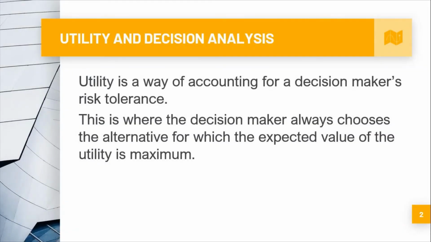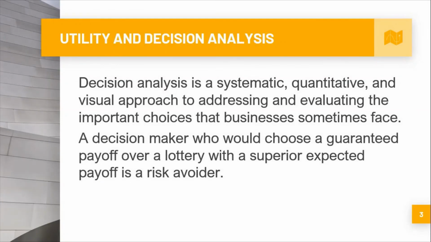Utility is a way of accounting for a decision maker's risk tolerance. This is where the decision maker always chooses the alternative for which the expected value of the utility is maximum. And decision analysis is a systematic, quantitative, and visual approach to addressing and evaluating the important choices that businesses sometimes face.